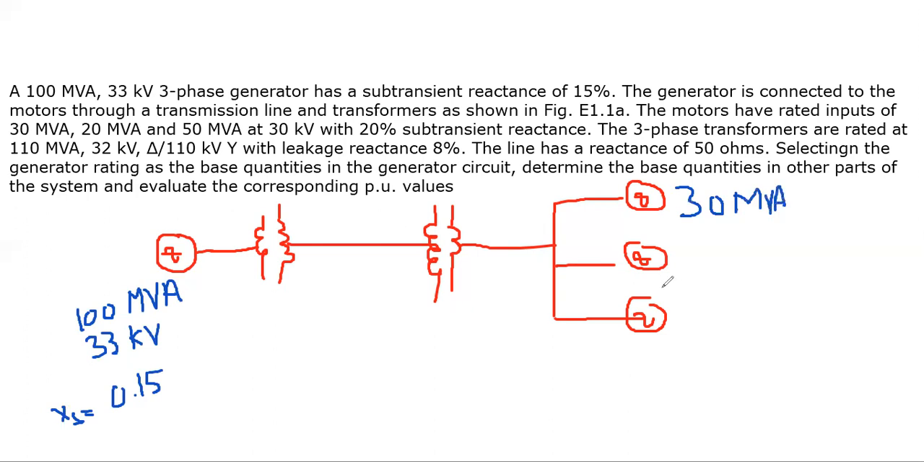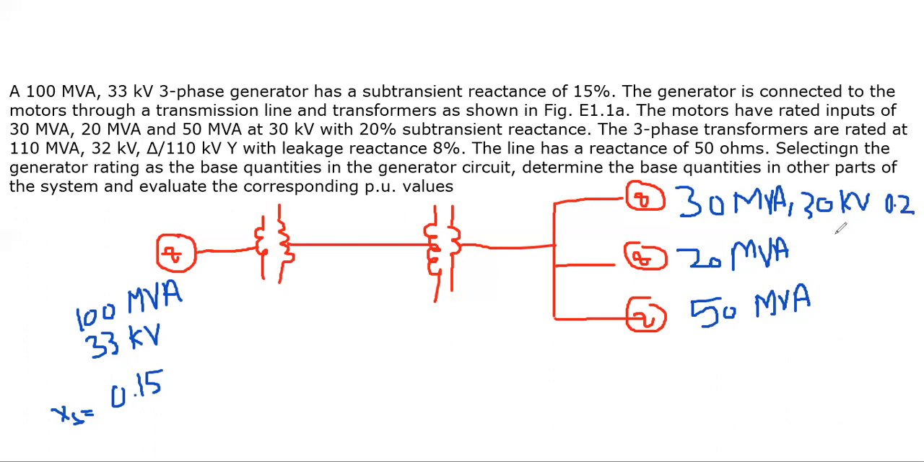Okay, and 20 MVA, and they have also given 50 MVA, right? So this is the rating given to the motor: 30 MVA, 20 MVA and 50 MVA. Okay, now the voltage rating of this motor is given as 30 kV, right? 30 kV. Okay, and the sub-transient reactance is also given as 0.2.